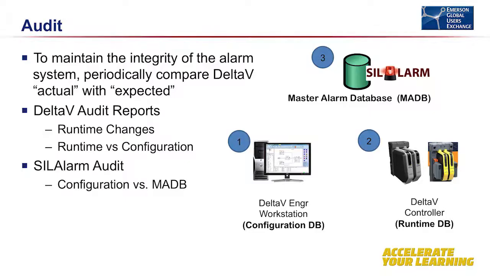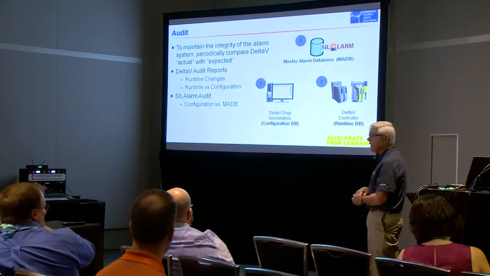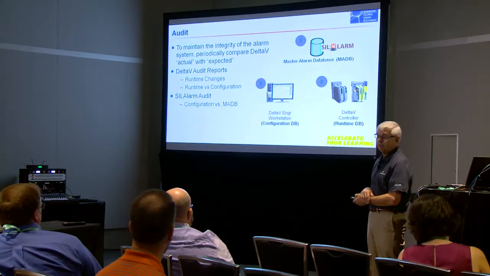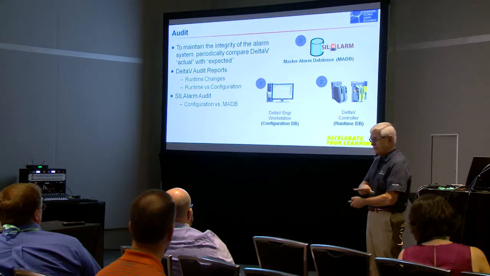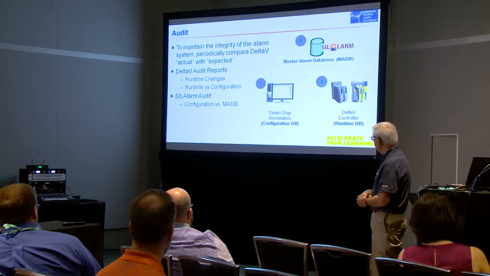We have a Delta V audit report mechanism that makes online scheduled or on-demand comparisons between the configured alarm settings, things like limit and priority, and whether or not the enabled alarm is currently shelved or not, or suppressed. And so that is a capability that you could use to do day-to-day auditing or even shift-to-shift auditing. It does this because it runs natively within Delta V. It's very fast and works in the background.